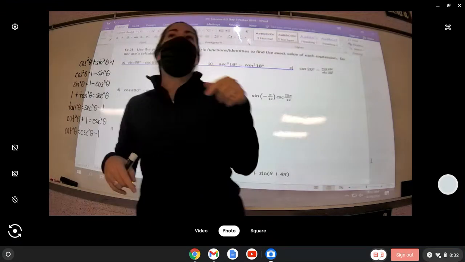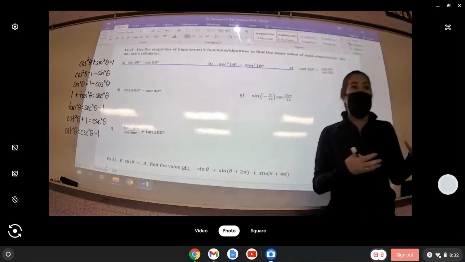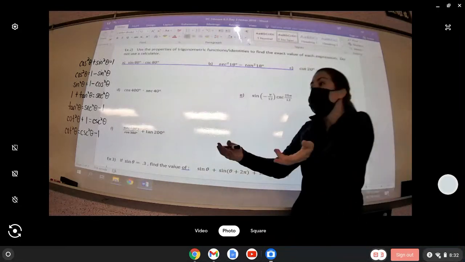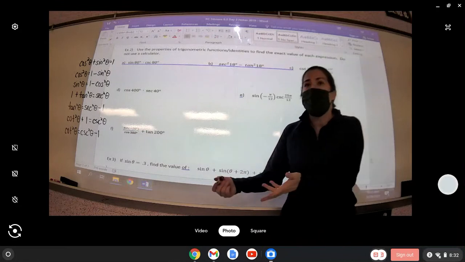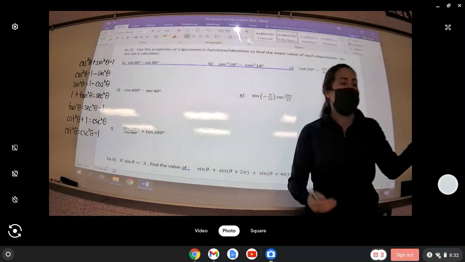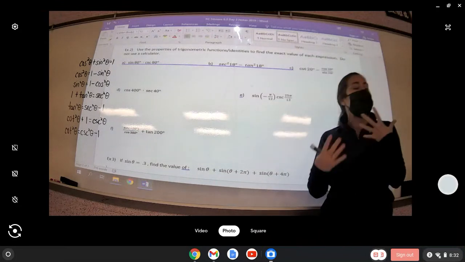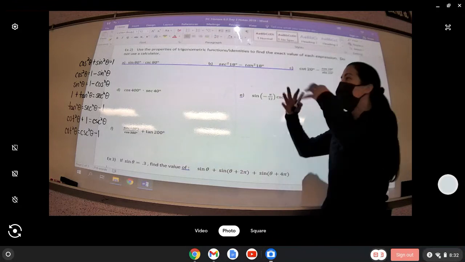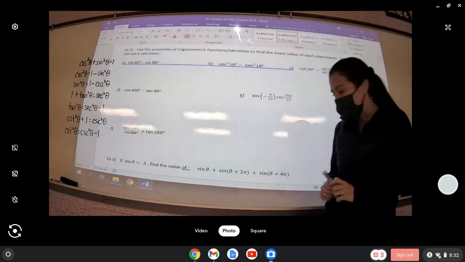Now, 80 degrees is not one of our special angles that I would expect you to know the sine of off the top of your head. In the future, if I asked you what's the sine of 80 degrees, you'd have to use a calculator to get that ratio. This is not something that would live inside of a special right triangle. But we're just trying to simplify this expression.